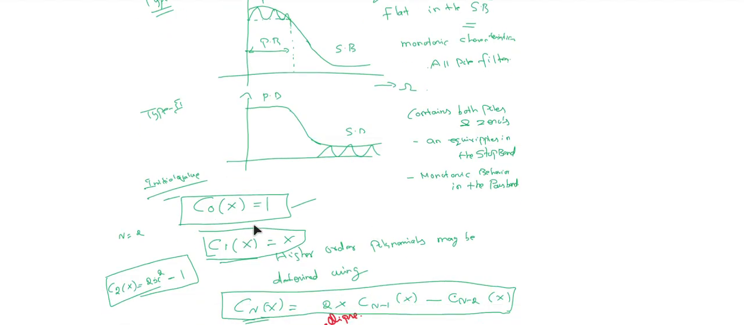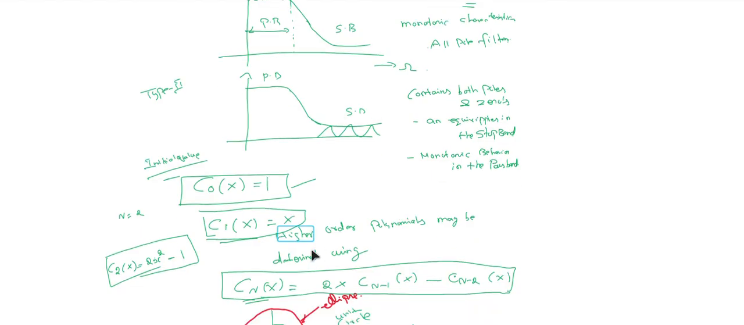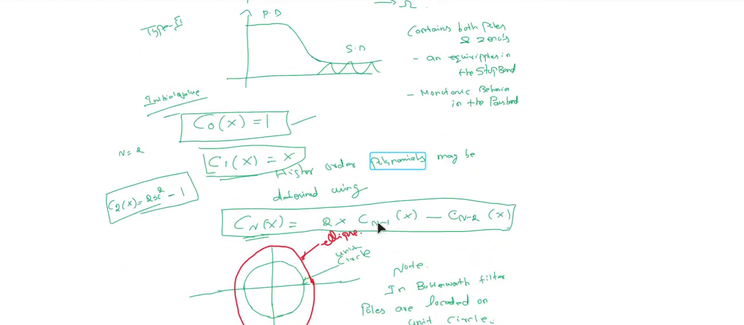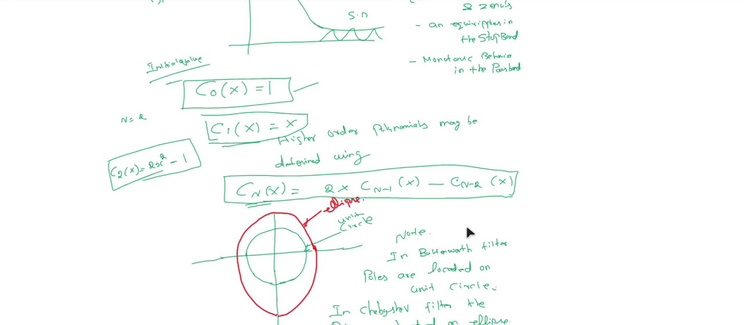The initial values are C0 of x equal to 1 and C1 of x equal to x. Higher order polynomial coefficients can be determined using this formula: Cn of x is equal to 2x Cn minus 1 of x minus Cn minus 2 of x. For example, if n is equal to 2, then C2 of x will be 2x squared minus 1.